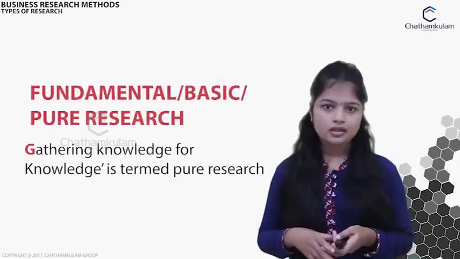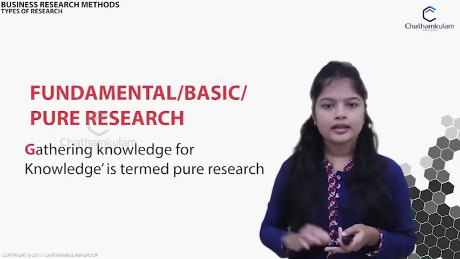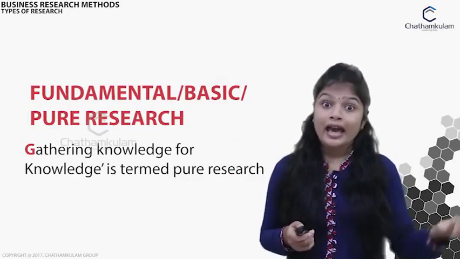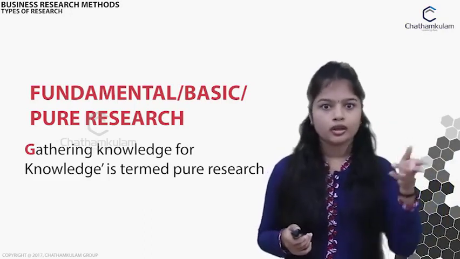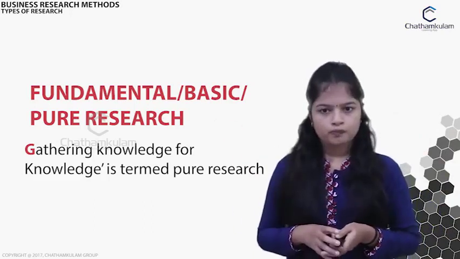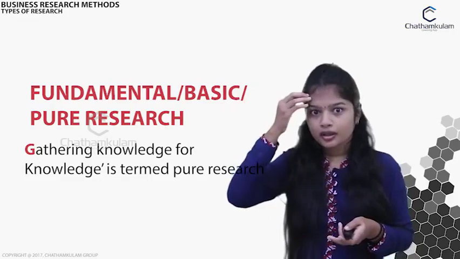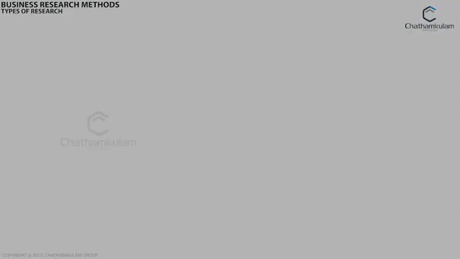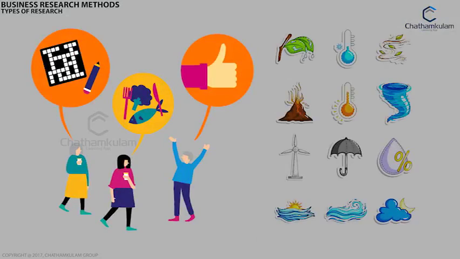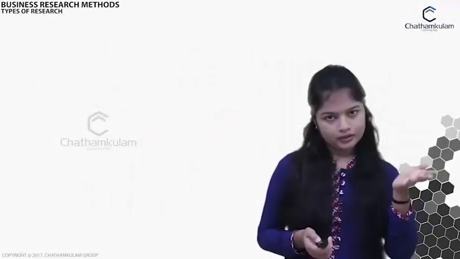Next one is basic research. Basic research is also called fundamental research or pure research. Okay, so basic research is gathering knowledge for knowledge. So basic research means gathering knowledge for knowledge. So what is gathering knowledge for knowledge? Examples for basic research are research of human behaviors, natural phenomena, right? We know human behavior, right? We are humans, and having a research to study human behavior. So, gathering knowledge for knowledge.